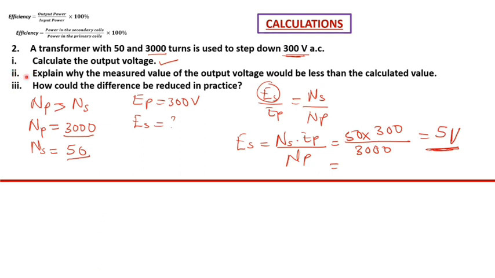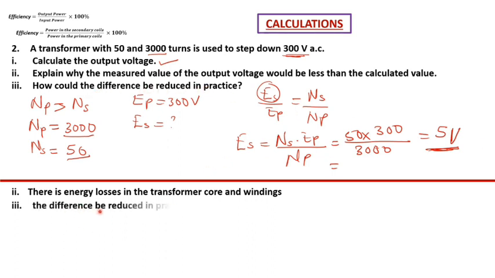Now to answer the second part, explain why the measured value of the output voltage would be less than the calculated value. So there is energy losses in the transformer core and windings. So that is the reason. So we know the different types of energy losses in the transformer. So for the 3, how could the difference be reduced in practice? So the difference can be reduced in practice by 1.